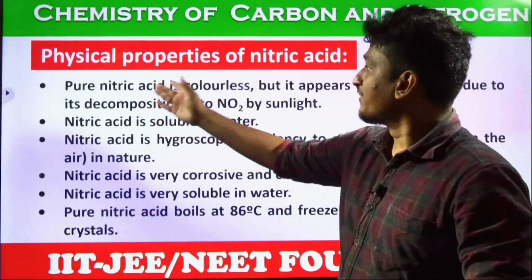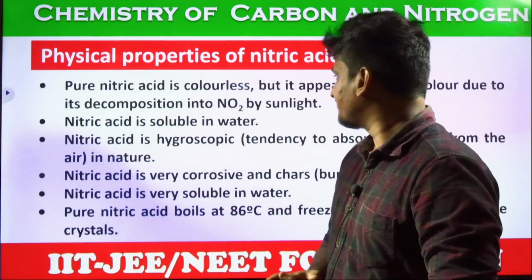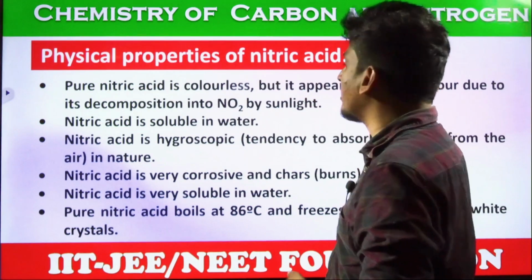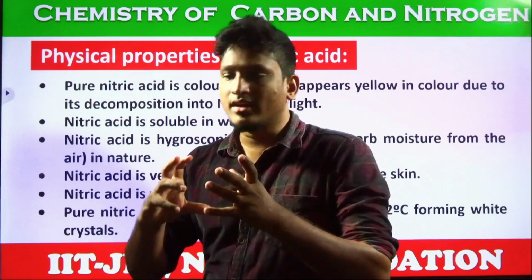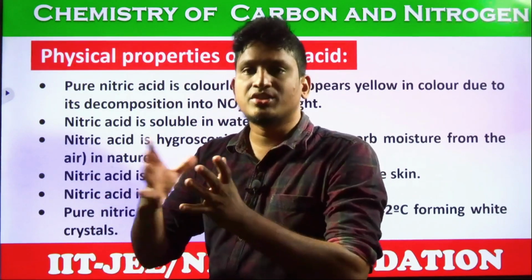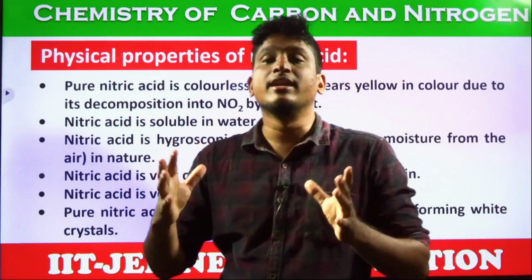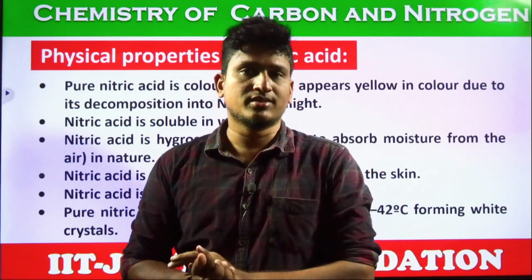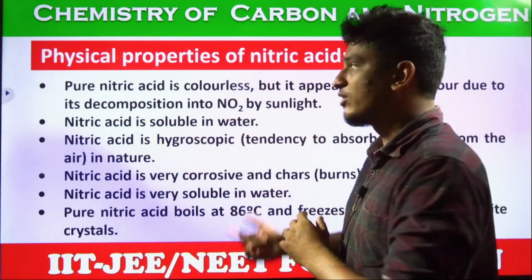Next, physical properties of nitric acid. Nitric acid is colorless, but it appears yellow due to its decomposition into nitrogen dioxide by sunlight. Not only yellow, it also slowly changes into a brownish color, a yellow to brownish range, because over a long time nitric acid decomposes into nitrogen dioxide. It has its characteristic brown color, and in the process you can expect the yellow color also.